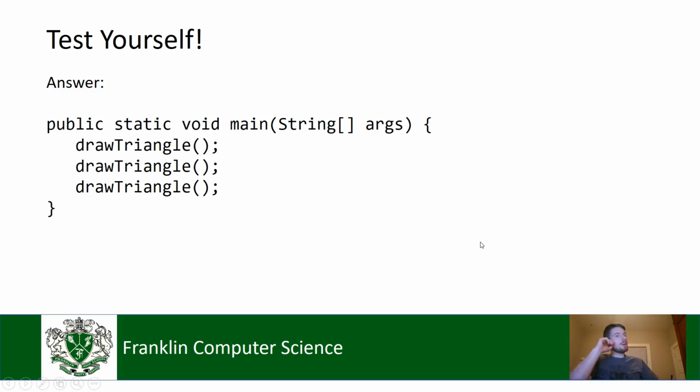Okay, so here's the solution. Simple. We wanted 3 triangles, so we just call drawTriangle 3 times. Each of these drawTriangle calls is going to produce one of those triangles, and then go on to the next line. We print another triangle, so we just do this 3 times. Pretty simple.